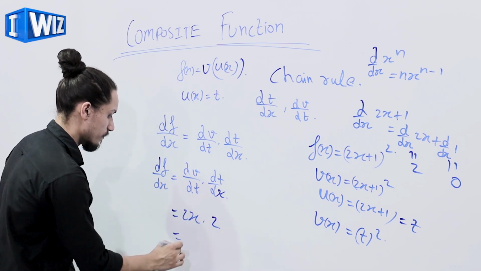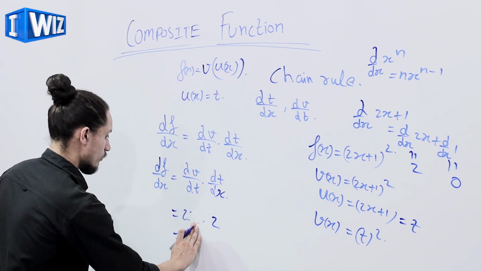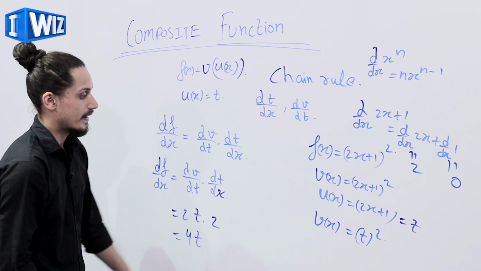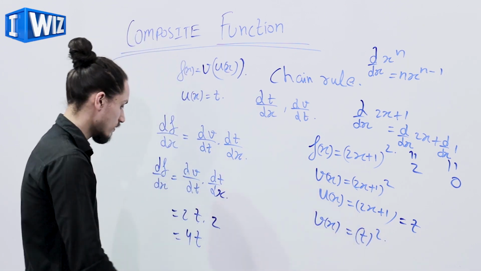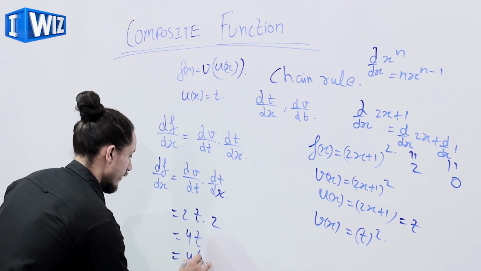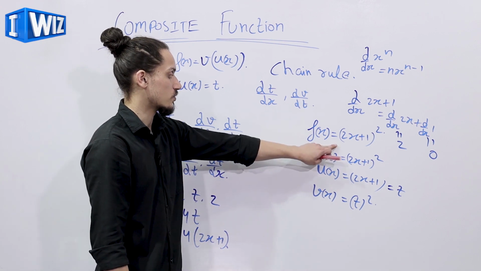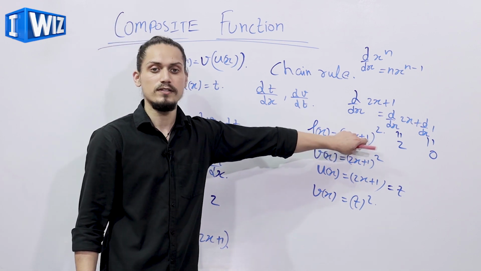So final result will be equal to 2t into 2, that is 4t, and t is equal to 2x plus 1. Using this value, we get 4 into (2x plus 1), which is the final derivative for this composite function f of x is equal to (2x plus 1) raised to power 2.